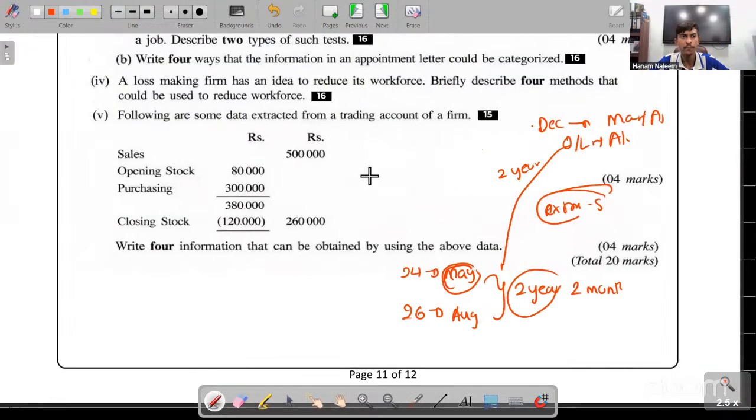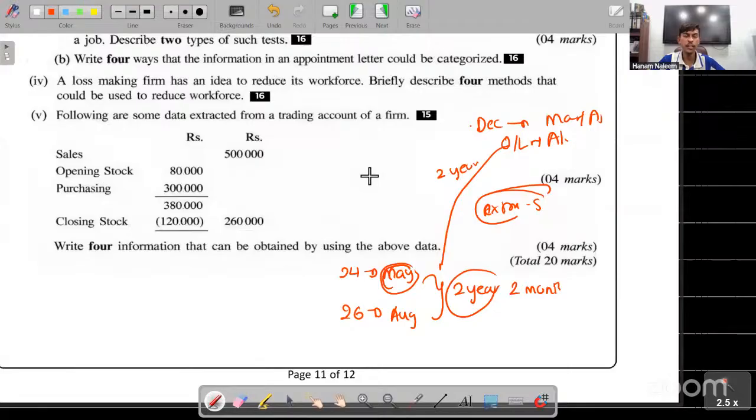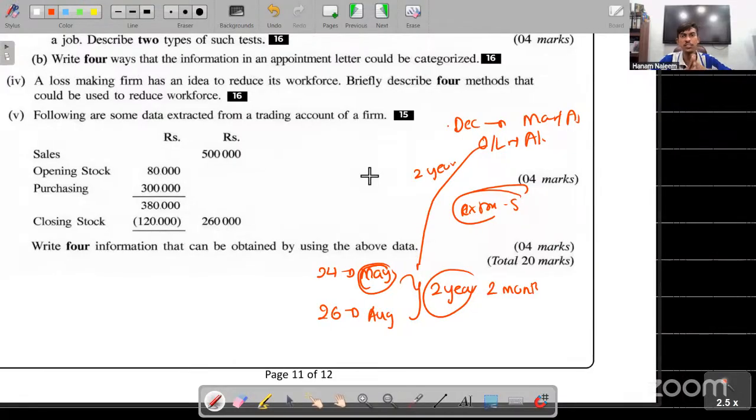Okay, fine. Now, the following are some data extracted from a trading account of a firm, for information that can be obtained using the above data. So just by seeing this formal trading account, as well as the trading account. Trading account means usually the account which we use to find.